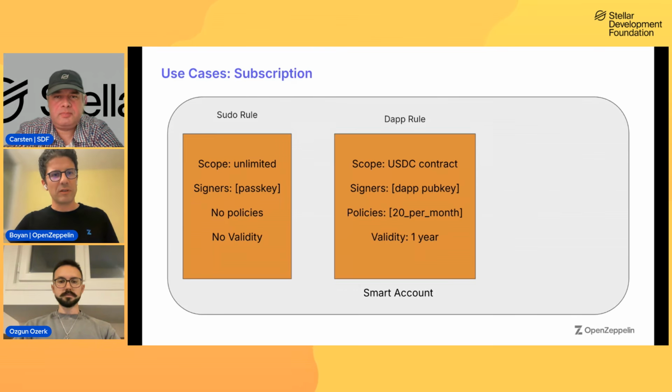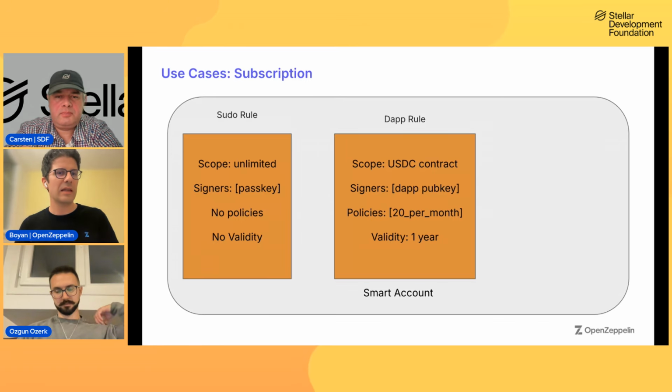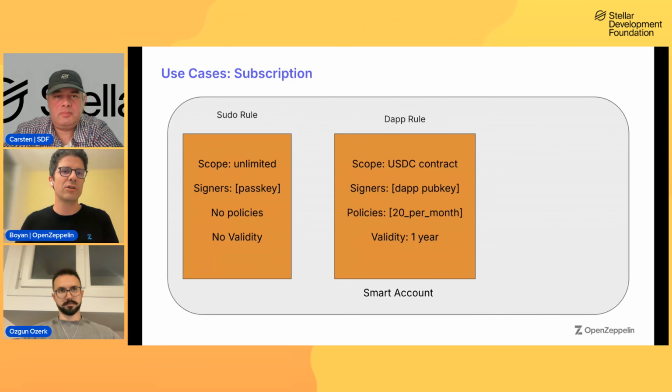And from this moment on, the DApp developer, for example, can use the OpenZeppelin monitors to subscribe to the install event on this policy. And when this gets triggered, they will, with the OpenZeppelin relayer, charge the user's smart account 20 bucks every month.